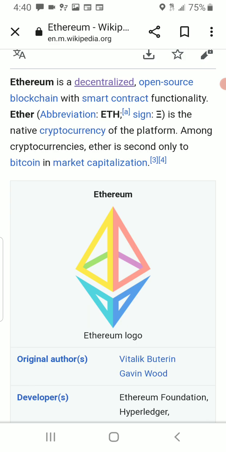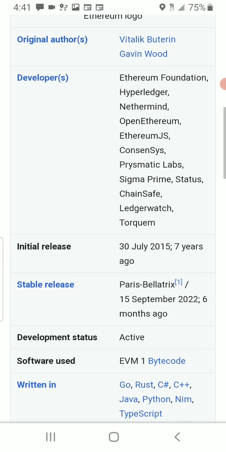Ether is the native cryptocurrency of the platform. Among cryptocurrencies, ETH is second only to Bitcoin in market capitalization. So Ethereum is the second most popular, and it's worth the second most. That's market capitalization. It's worth the second most out of 14,000 cryptocurrencies. All right.